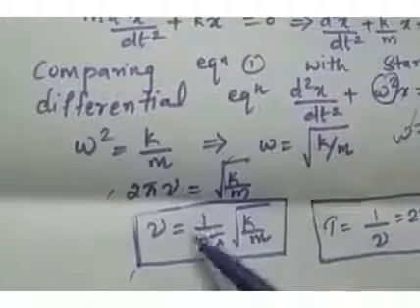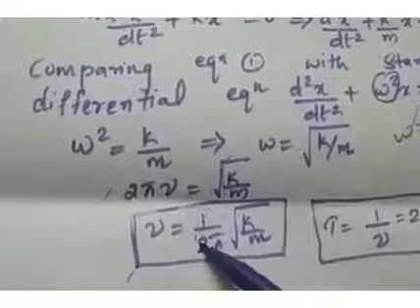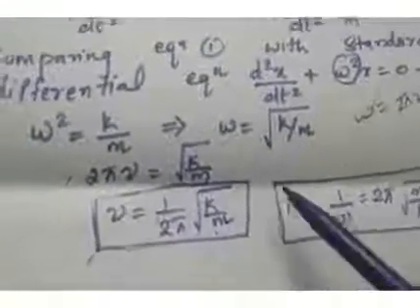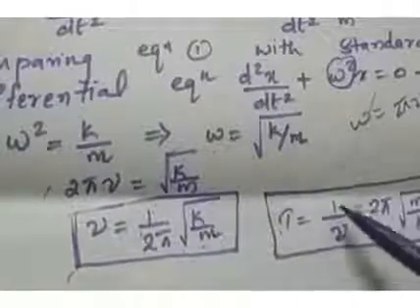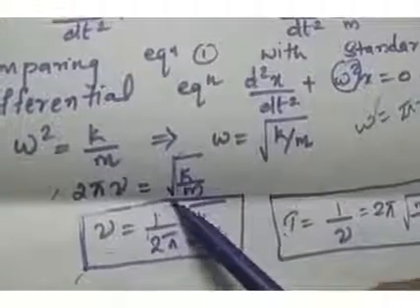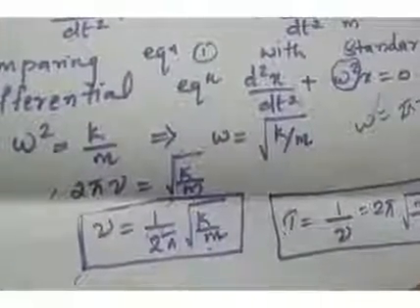Okay, take this 2 pi to the RHS, so it will become 1 by 2 pi square root of k by m. And then we can move on to the time period. We know that time period T is 1 by nu. It is the reciprocal of this frequency nu. So take the reciprocal of this expression, you will get the time period.